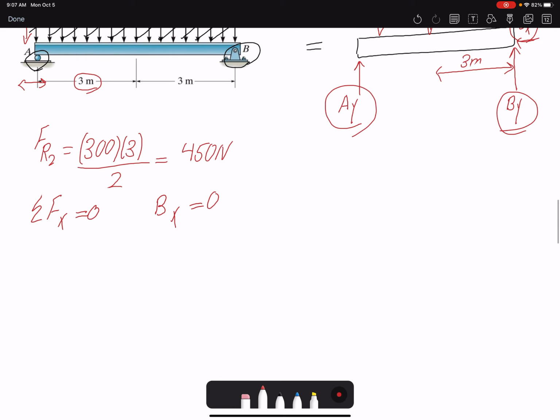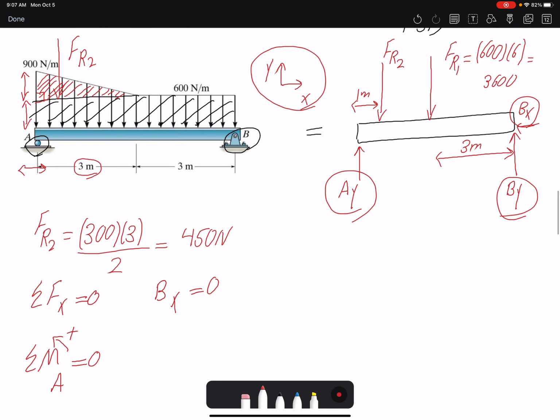So let's choose point A. Summation of moment about point A should be 0, counterclockwise positive. FR2 is going to create a clockwise moment. So this force clockwise moment, this force clockwise, only BY is going to create counterclockwise. So these two are going to be negative moments and this will be positive moment. And I'm only going to have 3 components in my moment. Force FR2, FR1, and BY are going to create moment.